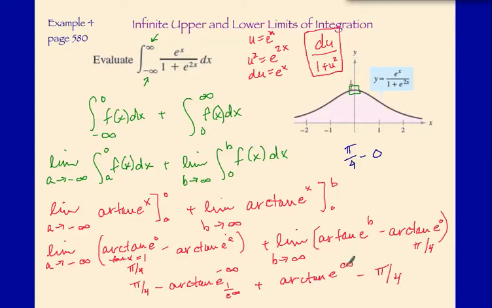Then arctan of e to the infinity is really arctan of infinity. Well, we're wondering once again, tangent of what angle gives us infinity? Turns out that's pi over 2. And then of course we have minus pi over 4.